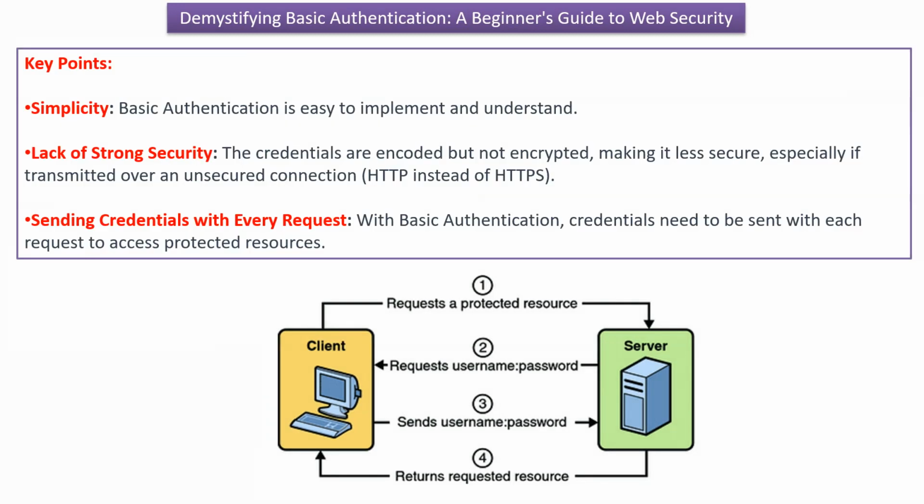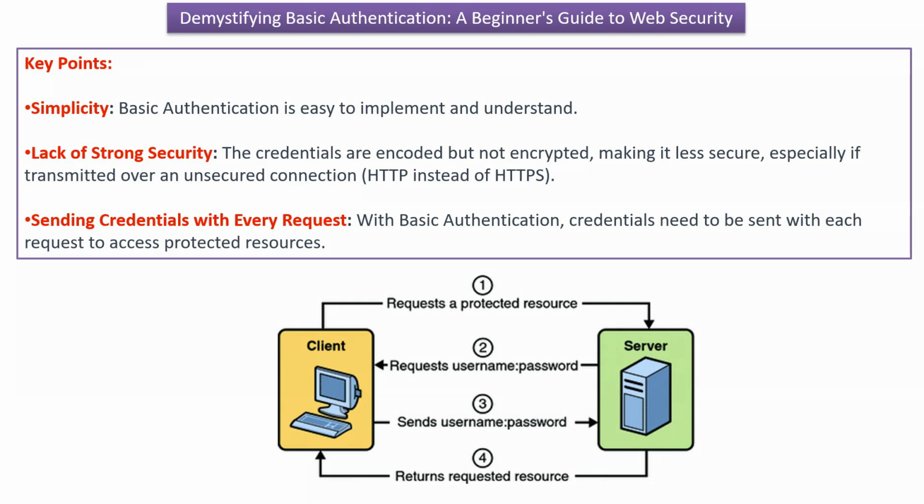Now we will see some of the key points of basic authentication. The first one is simplicity. Basic authentication is easy to implement and understand. The second point is lack of strong security. The credentials are encoded but not encrypted, making it less secure, especially if credentials are transmitted over an unsecured connection, HTTP instead of HTTPS protocol.